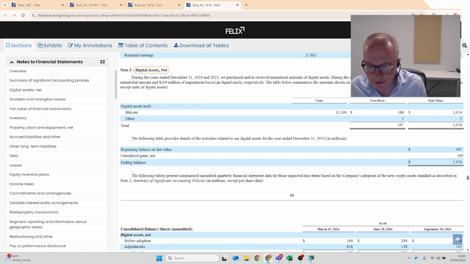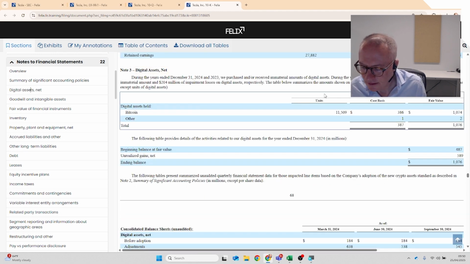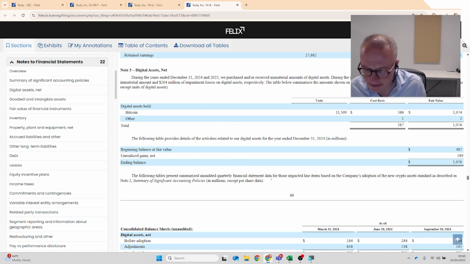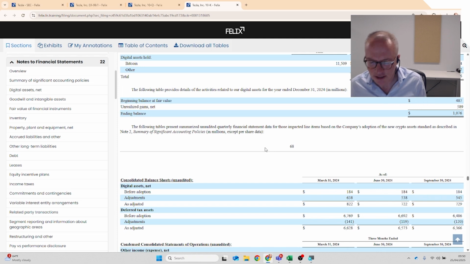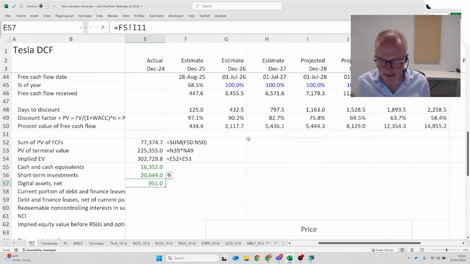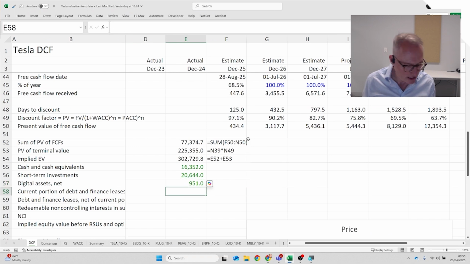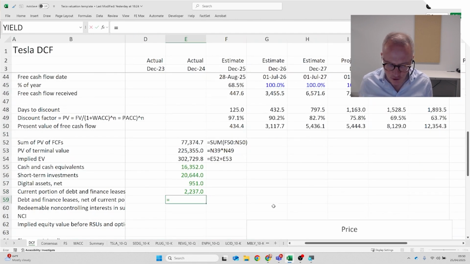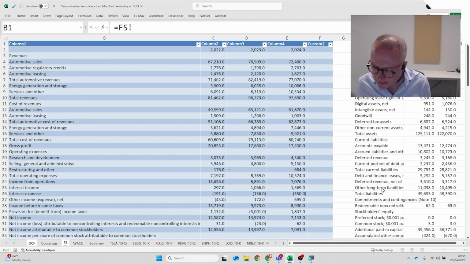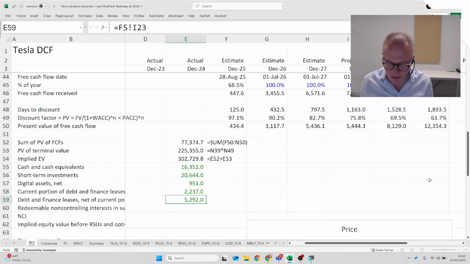Here, you can see, yeah, there we go, new standard for crypto assets, and this means they are marked to market. So that's been quite a big change in the accounting. So now marked to market. And then we need to deduct the financial liabilities. So I'm going to go and pick up my current portion of debt there. And then I'll take the long-term portion of debt as well. So I'll go to the debt and finance leases. There we go, the long-term portion.